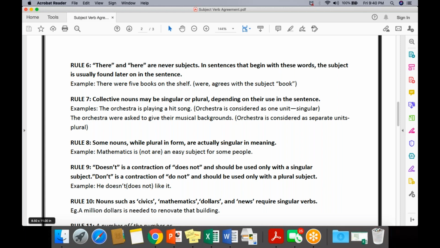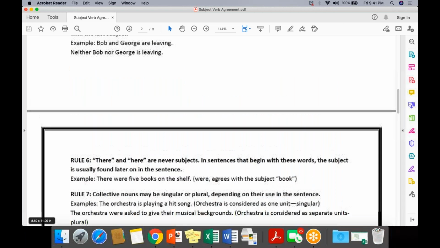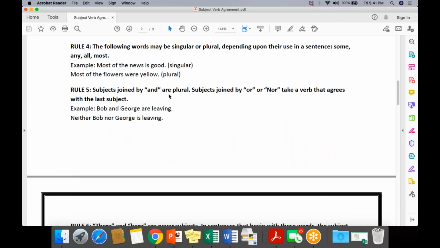No. Children and Ram are living. I said in the case of or and nor. In the case of and, it will be are. In the case of and, anyway, it becomes plural. If you see, my rule is saying subjects joined by and are plural. Subjects joined by or nor, they take the verb closer to them.